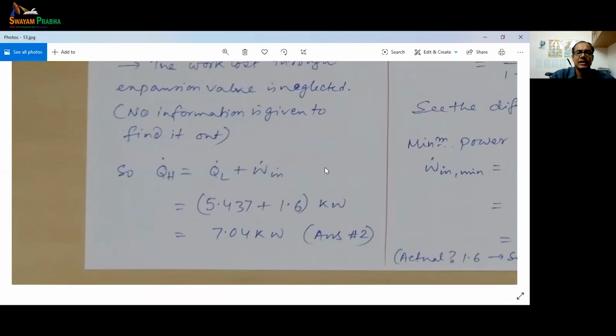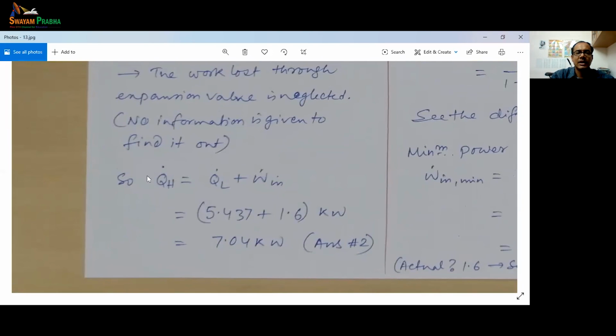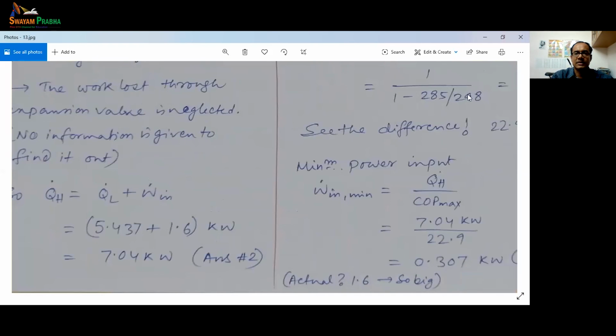So the first law gives us the heat output, Q dot H equal to heat input Q dot L plus work input. The right hand side is the input into the control volume and the left hand side is the output, and they have to match. The W in through the compressor is given as 1.6 kilowatt, and Q dot L we just found is 5.437 kilowatt. So the total heat rejected to the condenser is 7.04 kilowatt, and that's your second answer.